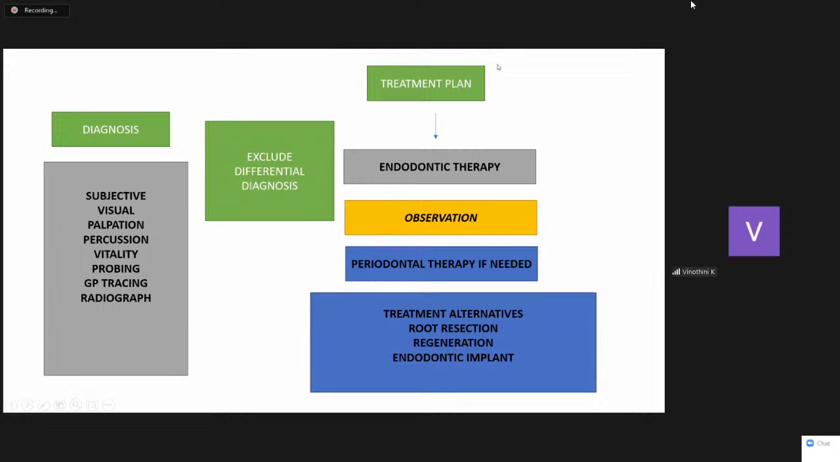Then you have to do the treatment plan. Always do endo first. If you only have endo, do endo and finish it off, that's it. If only perio, do perio. But if you have both endo and perio, you have to do endotherapy first, observe, then do periotherapy if needed. And you have to know the treatment alternatives: root resection, bicuspidization, hemisection, regeneration, and endodontic implant.